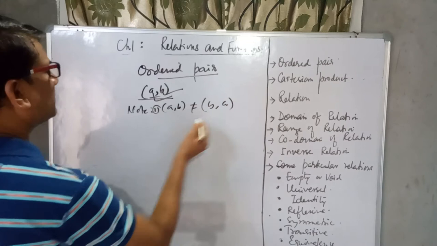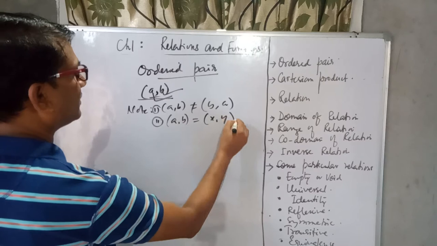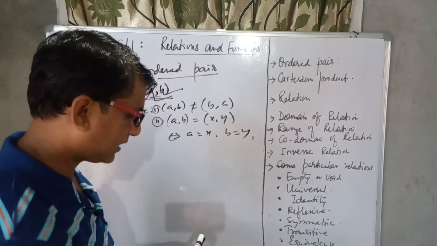Okay. (A, B) is equal to (X, Y) if and only if A is equal to X and B is equal to Y. This was covered in class 11, we already got ordered pairs.